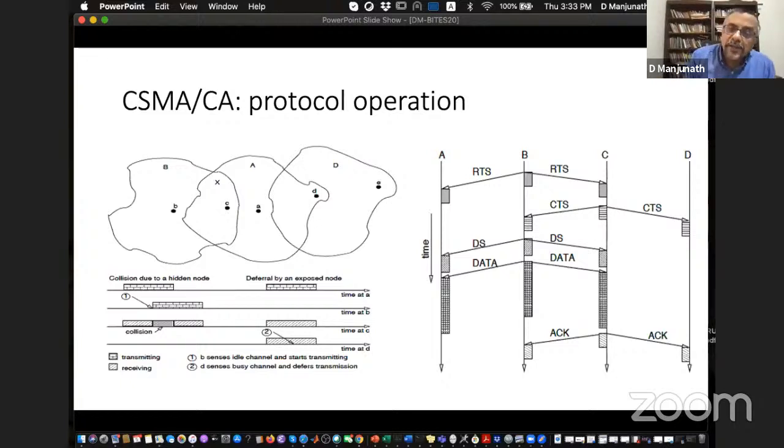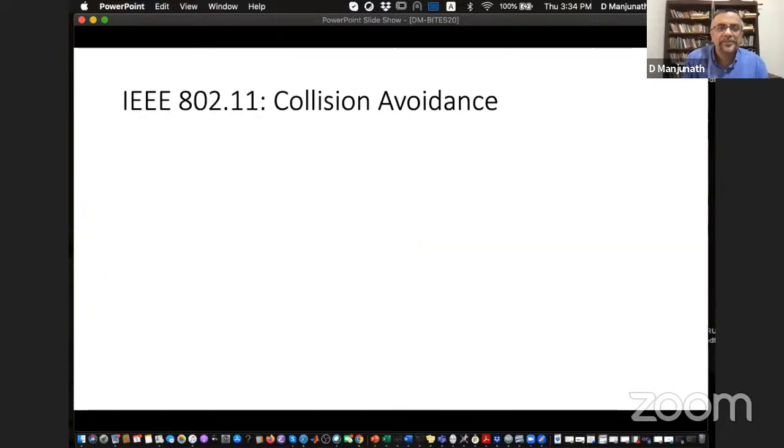And mind you, because we do not know what the channel conditions are between B and C, all these control signals have to be transmitted at the lowest rate. So it takes a lot of time, as opposed to the data packet. By that time, the channel conditions have been assessed. So the data part can happen very fast, but the preceding control signals will take a long time. I'll show you some more pictures about that.